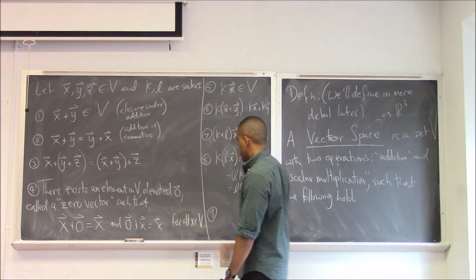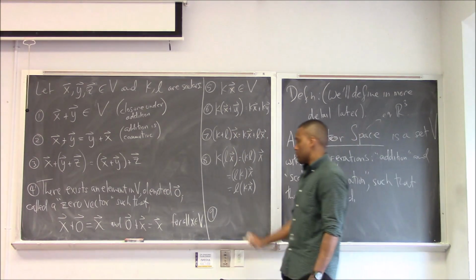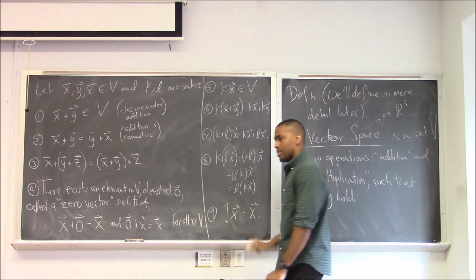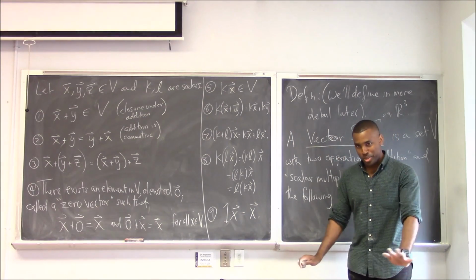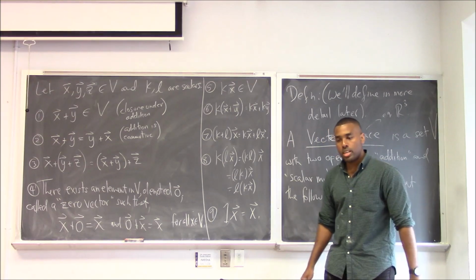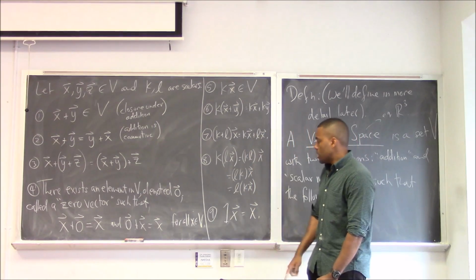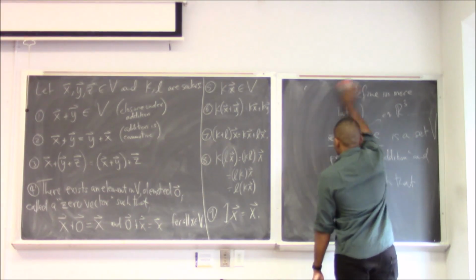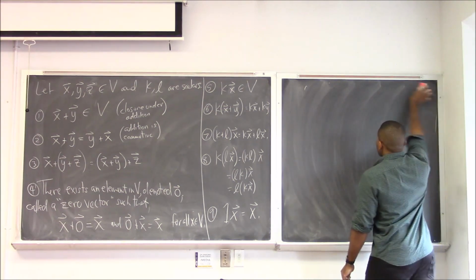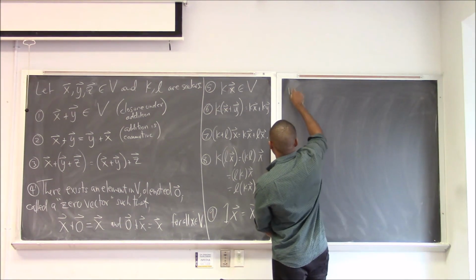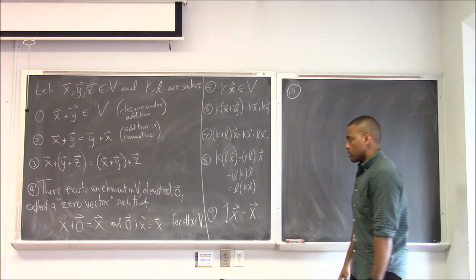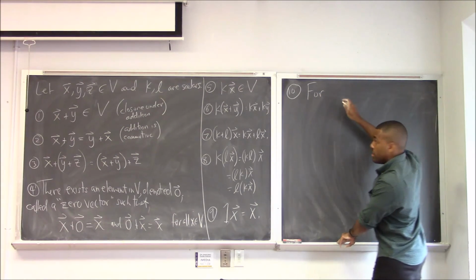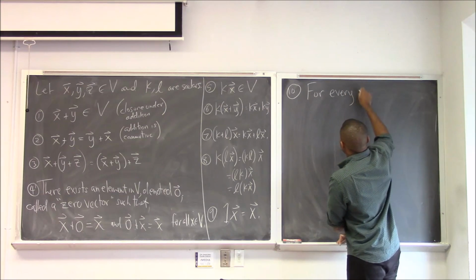Another property. One times x is x. Seems trivial, it's not that trivial. We'll get into that. 1 here denotes what we call the multiplicative identity. It is the scalar in our field for which when we take the scalar multiple of our vector, we get itself. The last property that defines a vector space is the existence of negatives, or additive inverses, for every x in V.